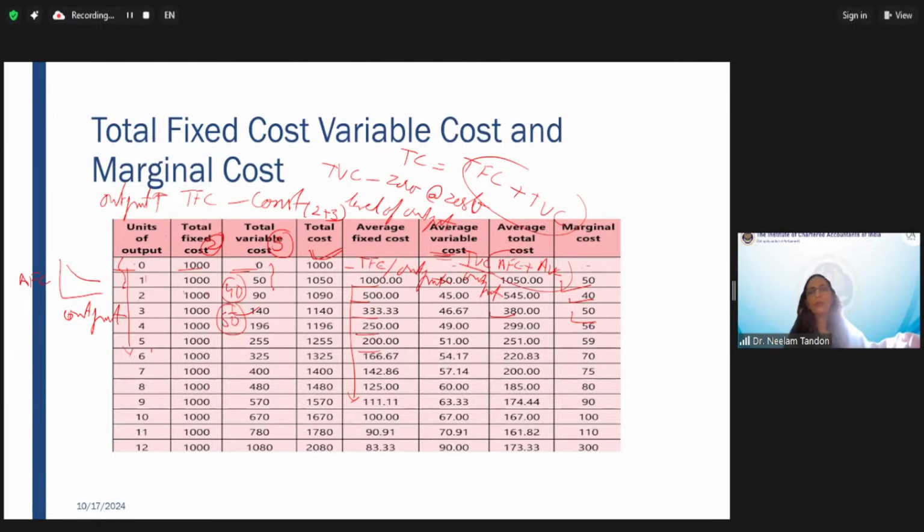Okay, so that's it for the day. Please do revise all the concepts. Next class we'll discuss long term. Today we have only discussed short-term cost components.